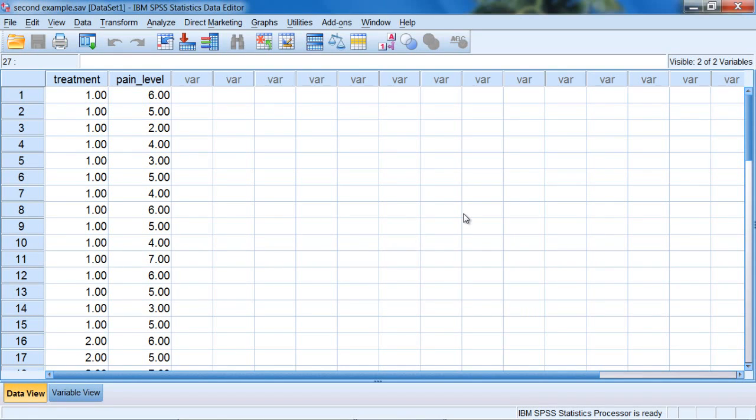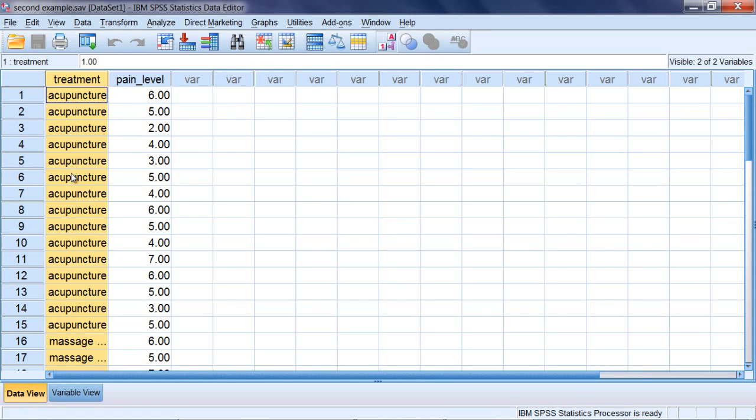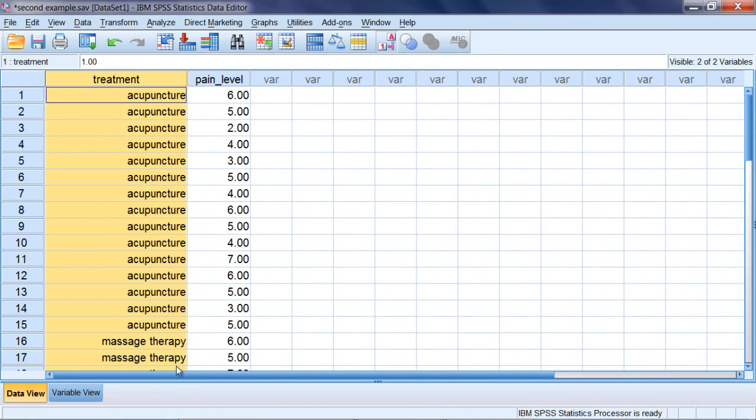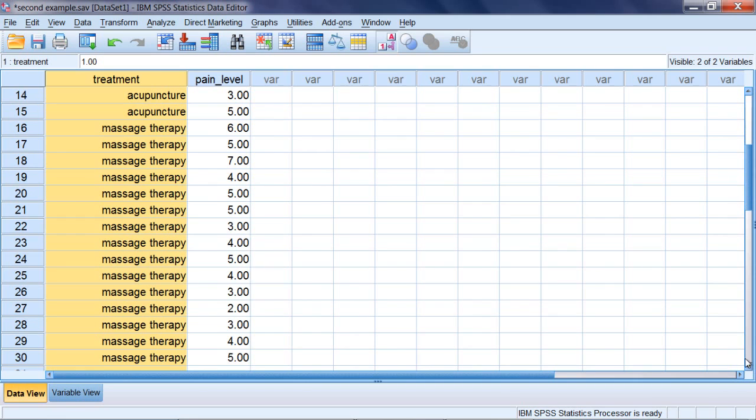In this video, we'll take a look at another example of the independent samples t-test in SPSS. In this example, we have the variables treatment and pain level. We had two groups, as we always do with the independent t, for the variable treatment, where I entered value labels. You can see that the first group all received the treatment of acupuncture, whereas the second group all received the treatment of massage therapy.